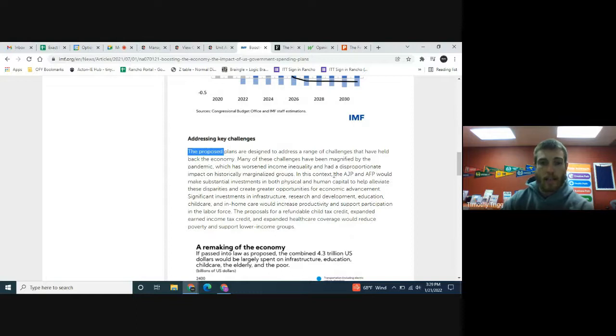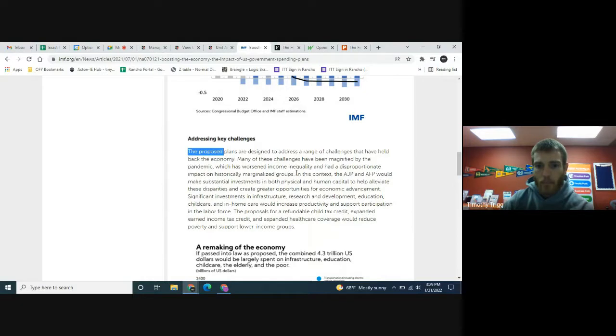Then it says that these two bills, the AJP and the AFP, would make substantial investments in both physical and human capital to help alleviate these disparities and create greater opportunities for economic advancement.